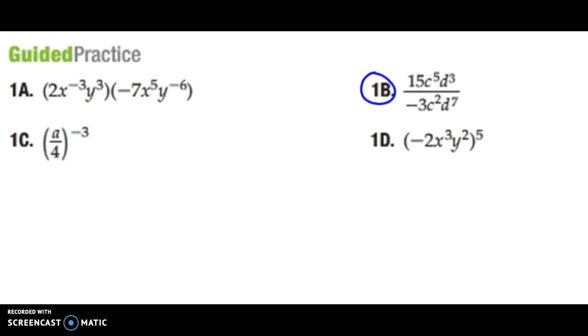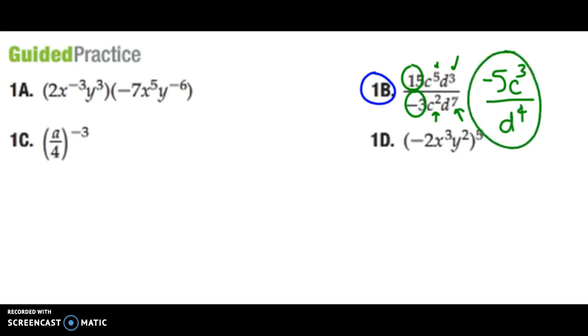So let's look at letter B. The first thing I'm going to do to simplify is 15 over negative 3. Well, 15 divided by negative 3 is negative 5. Then I have c to the 5 over c to the 2. 5 minus 2 is c to the third. And then I have d to the third over d to the 7th. 3 minus 7 is d to the negative 4, or I can just write d to the 4th on the bottom. There's my simplified form.